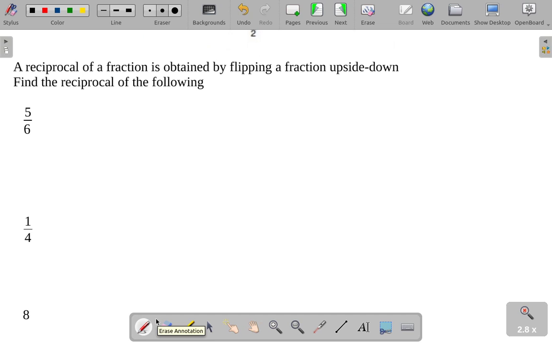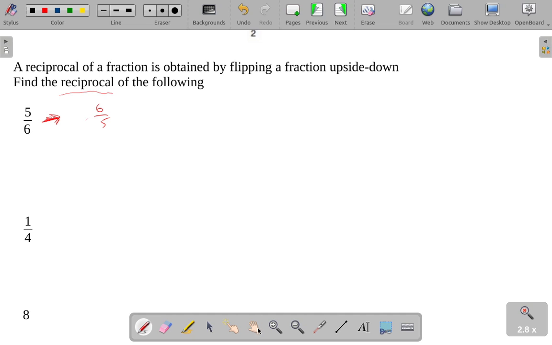All right, a reciprocal of a fraction is obtained by flipping the fraction upside down. So find the reciprocal of each of the following. What is the reciprocal of 5/6? If we take this and flip it upside down, we get 6/5. I'm not saying that these two things are equal. I just said above that if we flip the order of a division, it is not the same number. 5 divided by 6 is not the same thing as 6 divided by 5. But these are called reciprocals of one another.